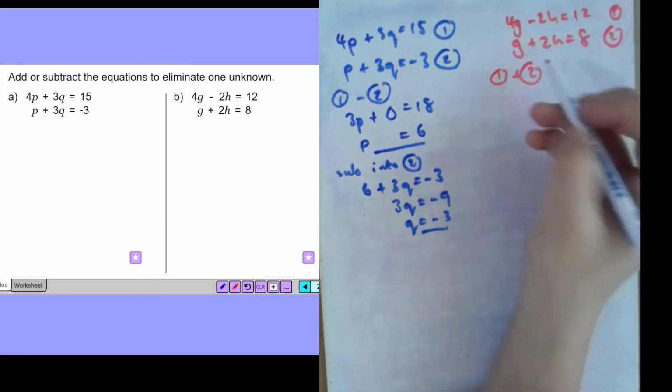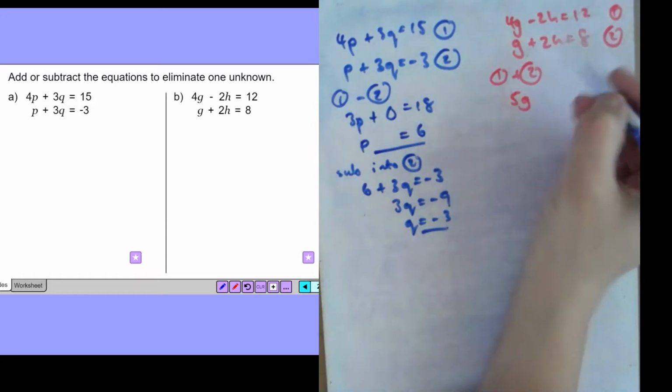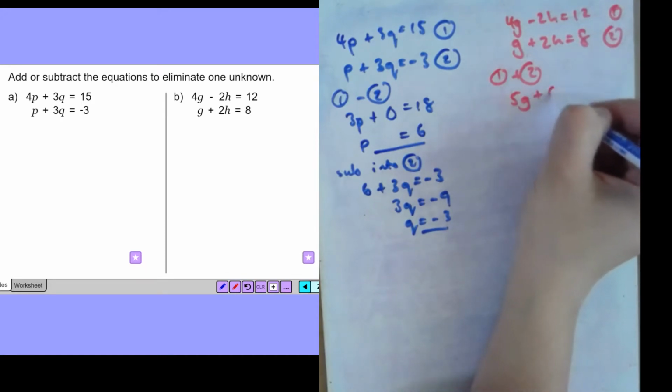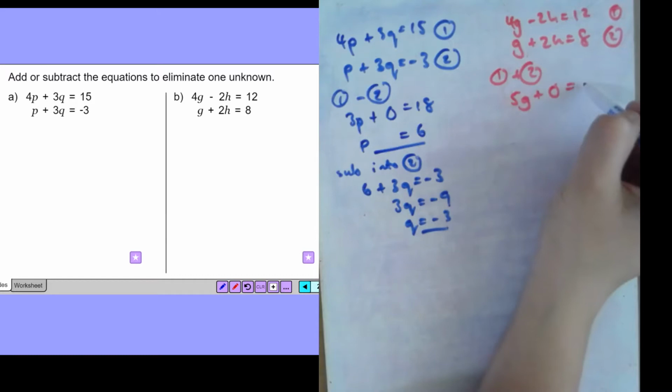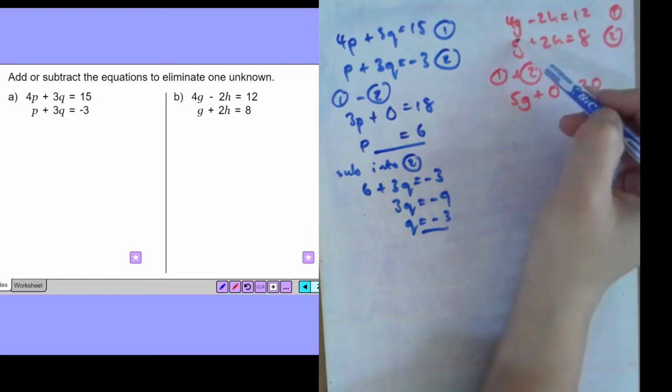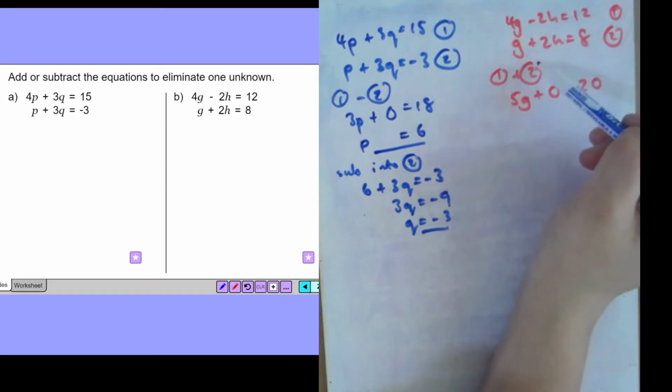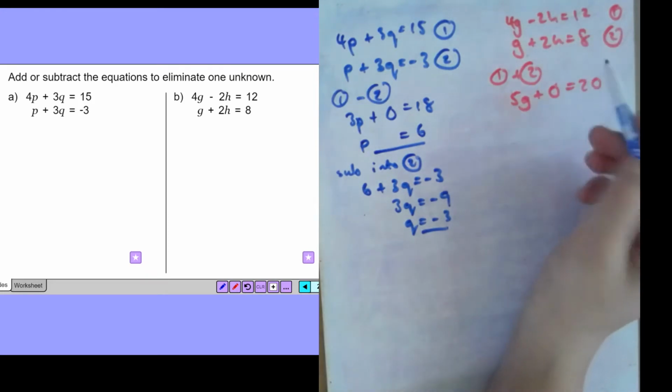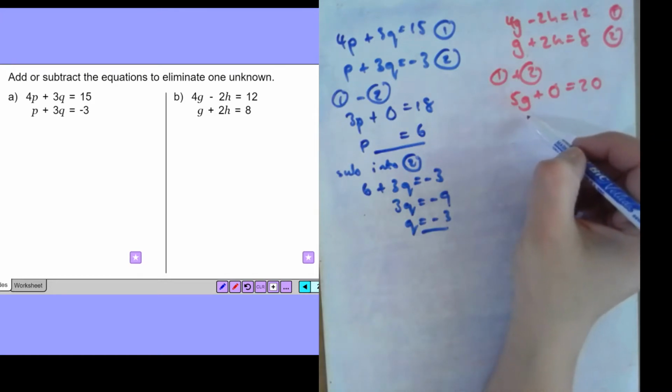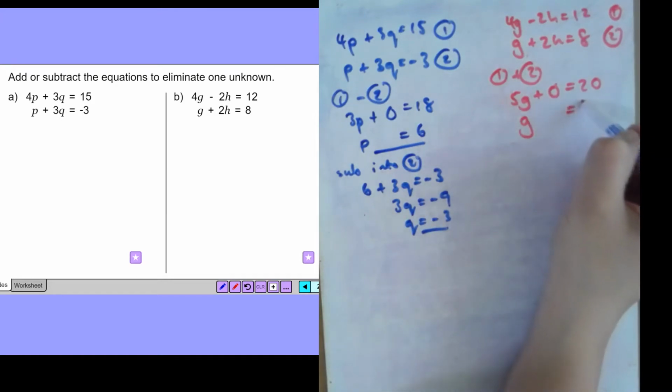So I'm going to add them together. So I've got 4g plus g is 5g. I've got -2h plus 2h, which is just 0. And then I've got 12 plus 8, which is 20. Okay, so I've eliminated one of the variables. In some cases it will be this one, but in this case it's this one. Okay, so I've got 5g equals 20, divide both sides by 5, I then get g equals 4.